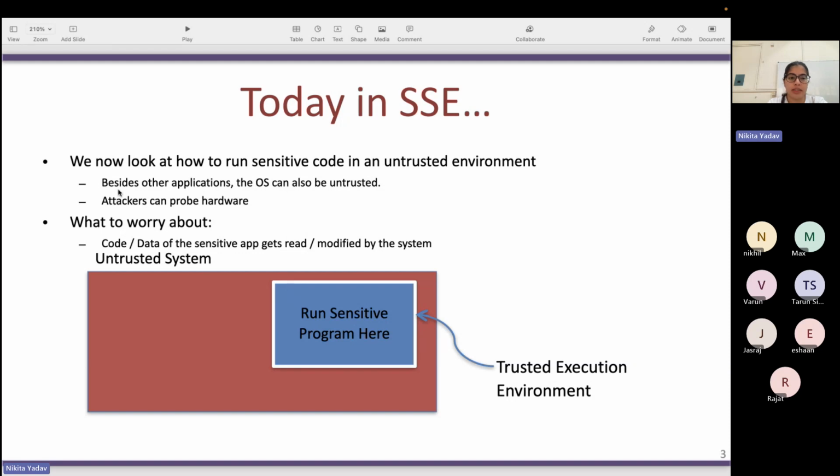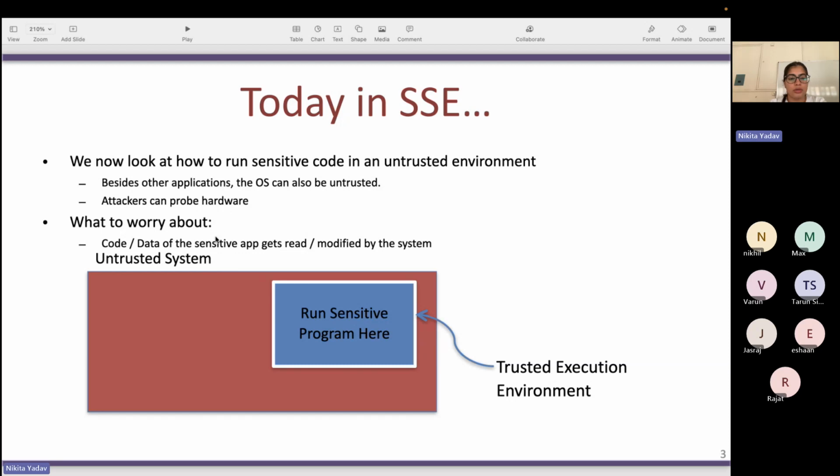Basically, we do not trust the other applications which are running in this system, and we even do not trust the operating system. And let's say the attacker can even probe the hardware. So this is our threat model: the applications are untrusted, the OS is untrusted, and the attacker can probe the hardware.